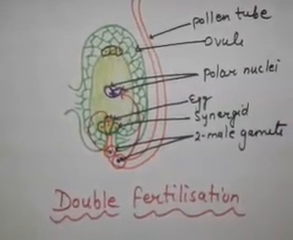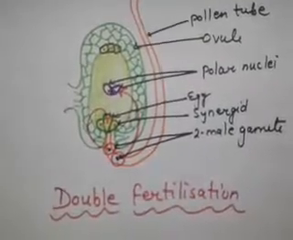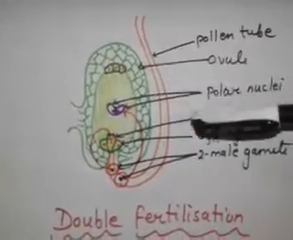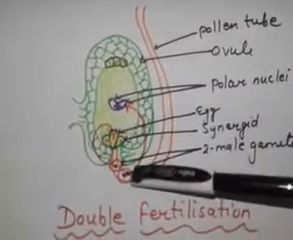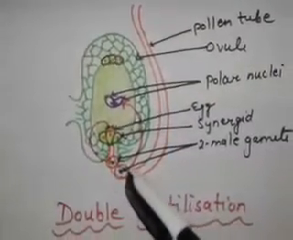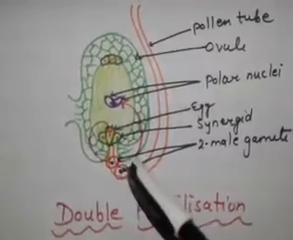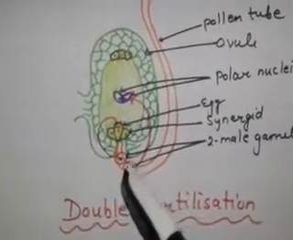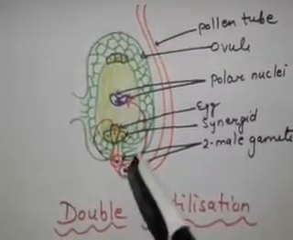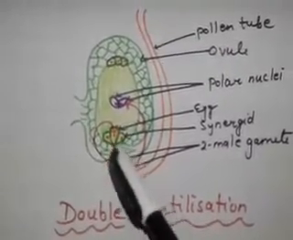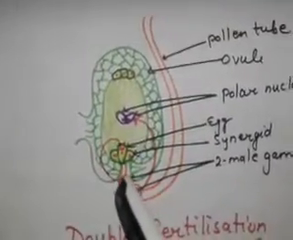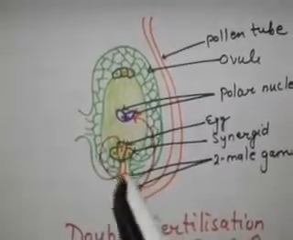Now our next topic is double fertilization. When the pollen grain falls on the stigma, the pollen tube enters one of the synergids and releases two male gametes. One male gamete moves towards the egg cell, here you can see this, and fuses with it to complete syngamy to form the zygote. Clear? One male gamete fuses with the egg cell to form the zygote.